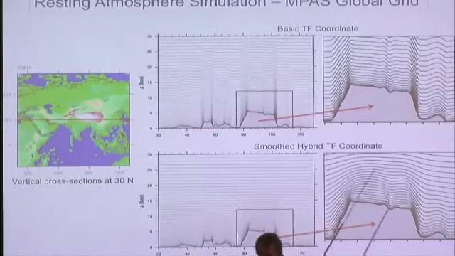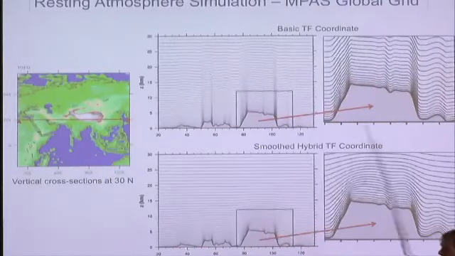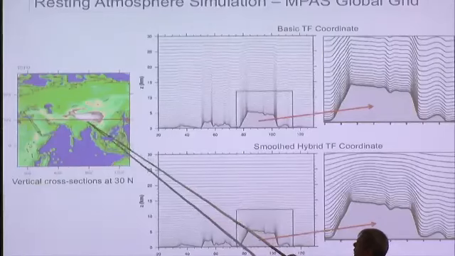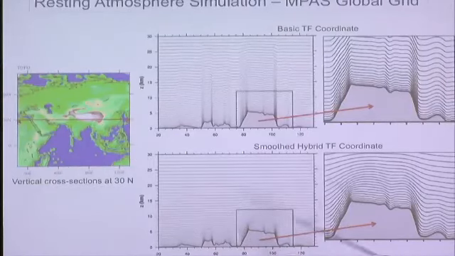What I've chosen to do here is just to show you what solutions look like after integrating for a period of 3 days. And I looked around to find the place where things were the worst. This cross-section at 30 degrees north that goes through the south side of the Tibetan Plateau seems to be about as interesting as it gets.